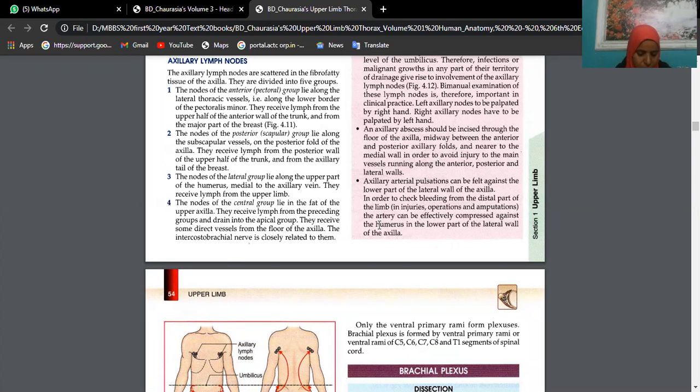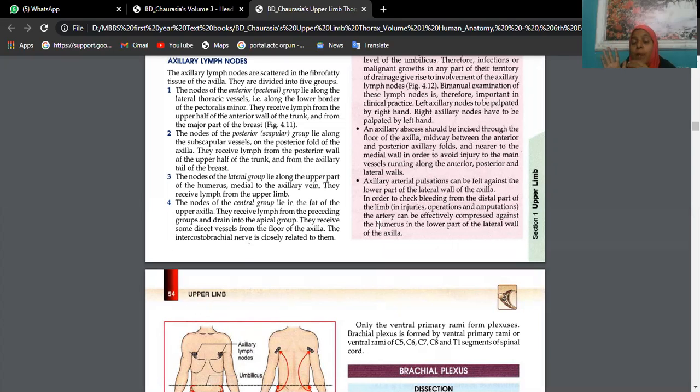Now you have the next question, claw hand, 2 marks. So there is a carpal tunnel here, isn't it? We know that below the flexor retinaculum, the median nerve is passing. So if there is any infection in the flexor retinaculum, you will see the median nerve will be compressed.